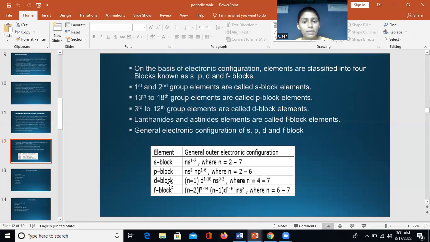Whereas D block elements have general outer electronic configuration, that is (n-1)d1-10 ns0-2, where n is equal to 4-7. And finally, the F block elements have general outer electronic configuration, that is (n-2)f1-14 (n-1)d1-10 ns2, when n is equal to 6-7.